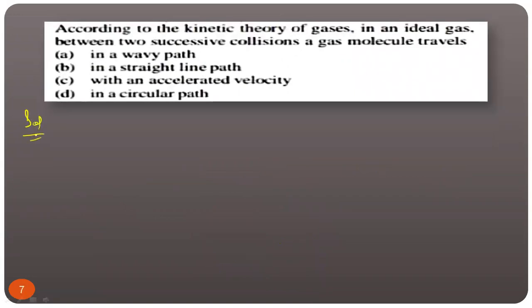According to the kinetic theory of gases, in an ideal gas, between two successive collisions a gas molecule. We know the gas molecules are in a state of constant rapid motion in all possible directions, colliding in a random manner with one another and with the wall of the container. Between two successive collisions, the molecule travels in a straight line. That is KTG, so the answer is that the molecule travels in a straight line.